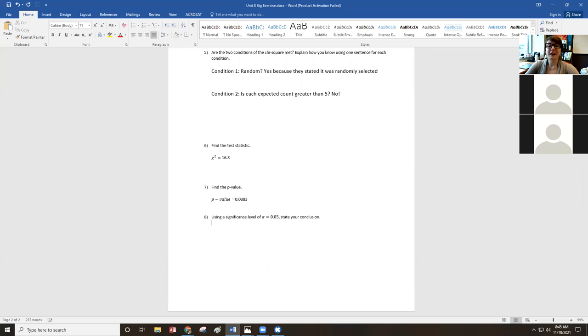So if you said something around these lines, you're doing perfectly fine. This is kind of a tricky question because of the situation, but here's what I would say. I would say typically, since our p-value is less than our significance level, so that is that 0.0383 is less than 0.05, we would reject our null hypothesis. However, because the conditions were not met, we cannot state a satisfactory conclusion.